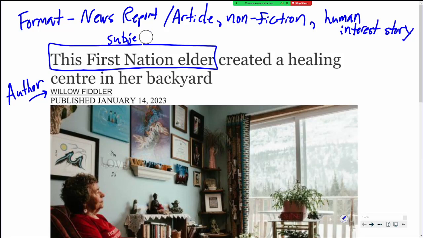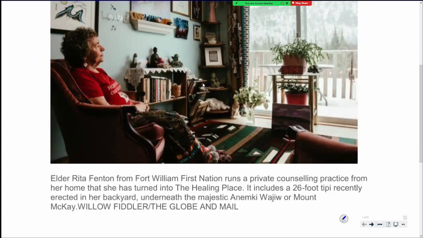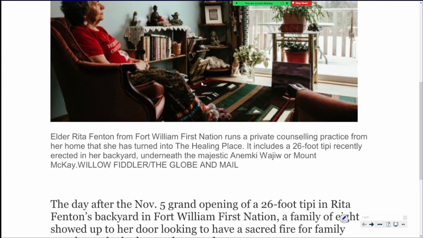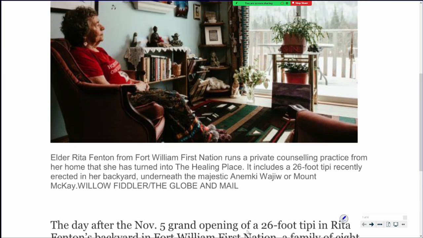So is it about her or is it about her lodge? It's about both, right? But I think primarily it's about her. So it's about what she did, right? The caption reads, Elder Rita Fenton from Fort William First Nation runs a private counseling practice from her home that she has turned into the healing place. It includes a 26-foot teepee recently erected in her backyard, underneath the majestic Mount McKay.